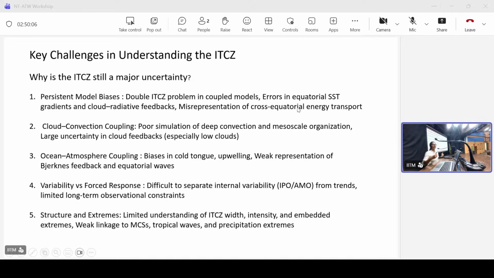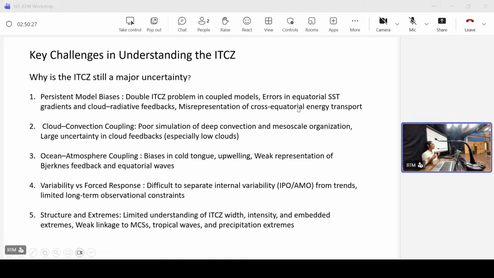So all this boils down to the changes in the organized systems over the equatorial region. The cloud convection, so deep convection and mesoscale organization, is a very big challenge in the models. We have the cold tongue, the upwelling, and then the Bjerknes feedback, the wind circulation feedback, which is also not properly represented.